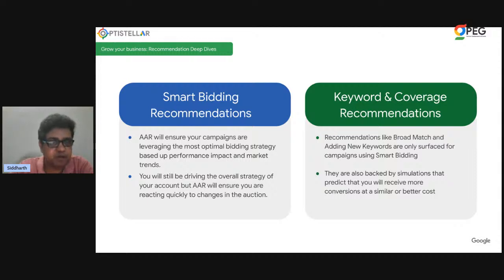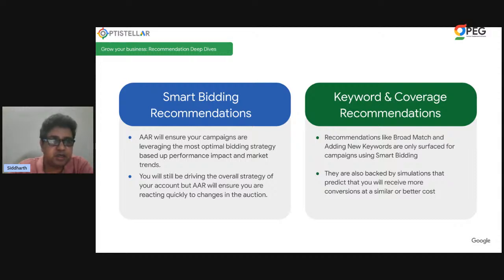This is a very important point because you have opted into auto apply recommendations. Some of these recommendations will actually be able to help you in making certain critical changes during the auction, right, in real time, and that will help you in improving your overall conversions and conversion value in terms of your keyword and coverage recommendations. So with smart bidding, essentially the two biggest important factors are that first of all, it is always going to help you make sure that you are on the most optimal bidding strategy.